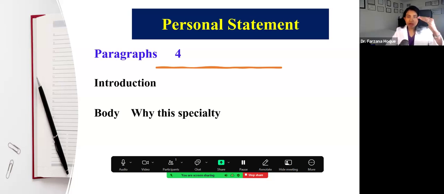Next will be the body. Under the body, I believe the middle two paragraphs are extremely important. So what can you include in those paragraphs? First, why this specialty? For example, maybe you are applying for internal medicine or pediatrics. Why do you want to come to internal medicine?